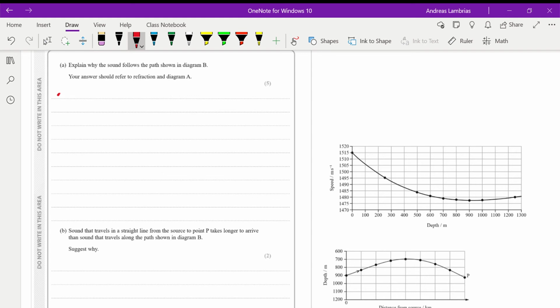First, as I explained before, the sound from 900 meters depth, when it's moving upwards to the surface, that means going to 800 and 700, it's speeding up. So: wave speeds up as it moves from 900 to 700 meters depth.